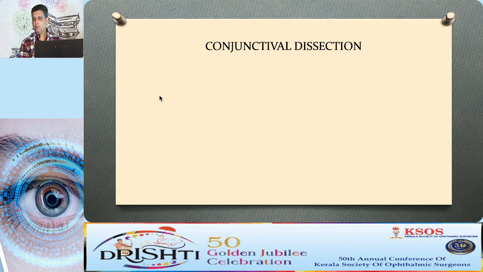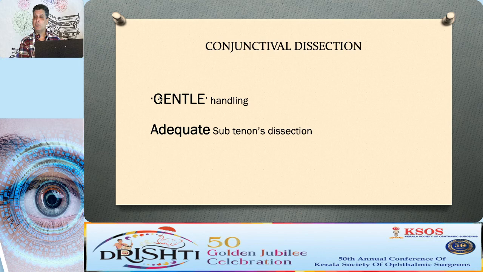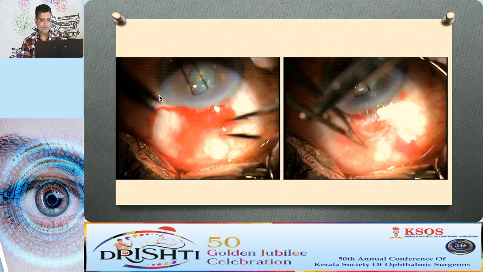Now to conjunctival dissection. Unlike the way our vitreoretinal colleagues handle the conjunctiva, we should be very, very gentle in trabeculectomy cases, because most of the time the conjunctiva has been mutilated already by so many anti-glaucoma medications that the patient has had. Gentle handling is very critical. At the same time, you should adequately dissect especially the subtenon space, so that you get good exposure.